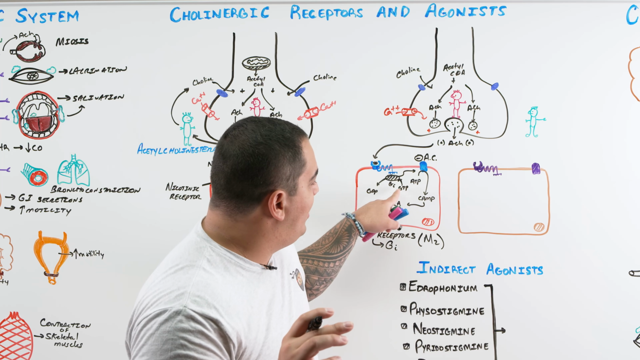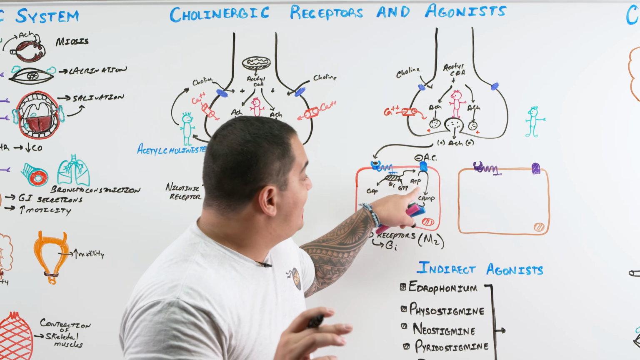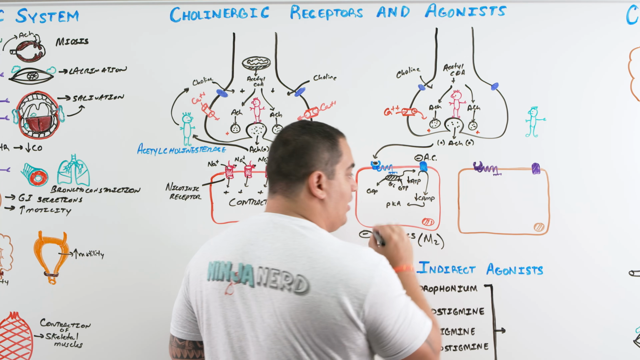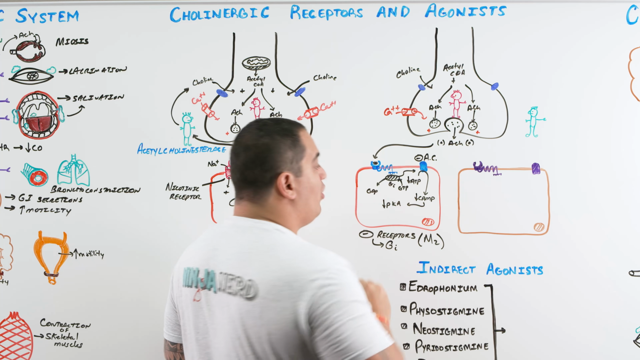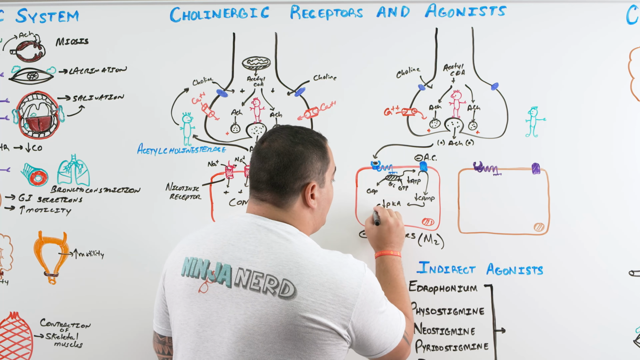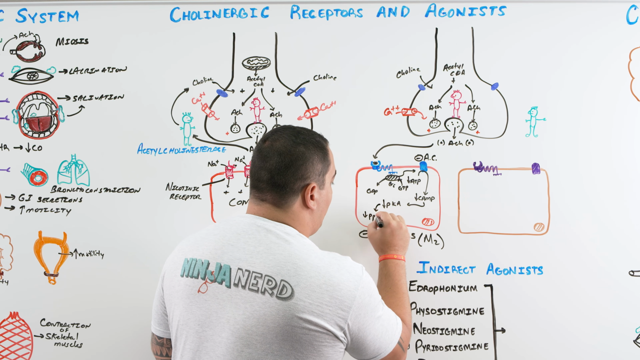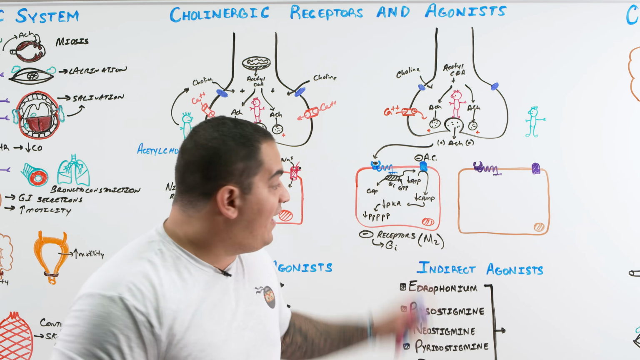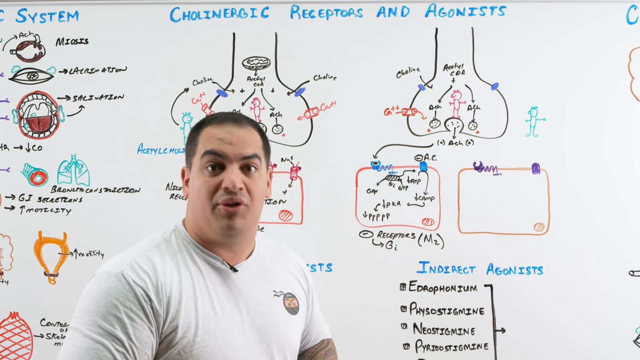But what we're doing here is inhibiting this enzyme. It's not going to perform this function. So it's not going to make ATP into cyclic AMP. We're not going to get protein kinase A. And therefore, because of that, we're going to get a decrease in the phosphorylation of particular proteins. So all these phosphorylation reactions that are supposed to work on particular proteins, we're not going to get.